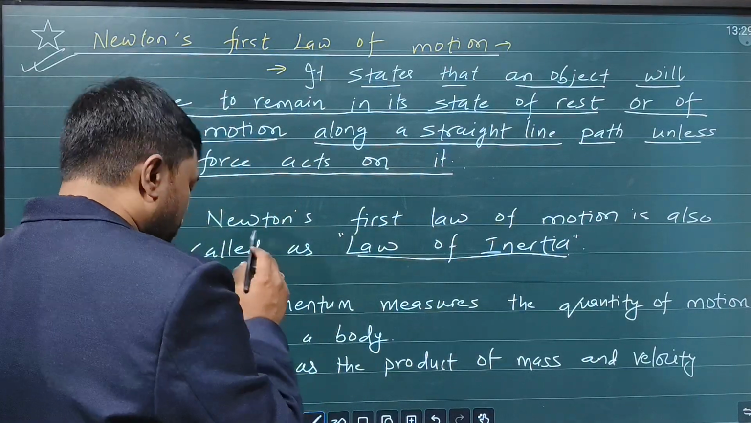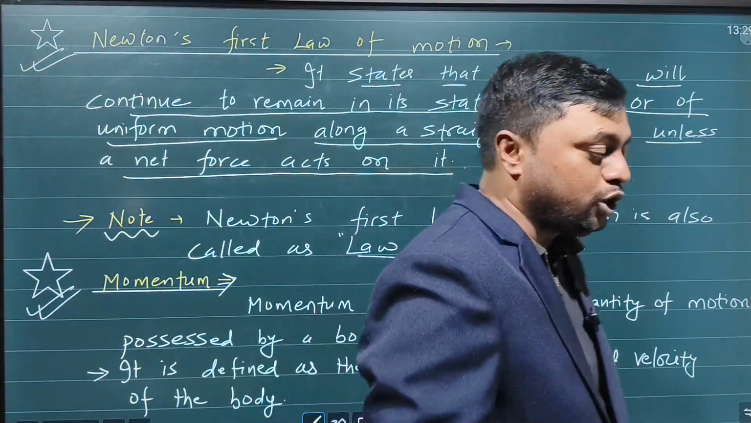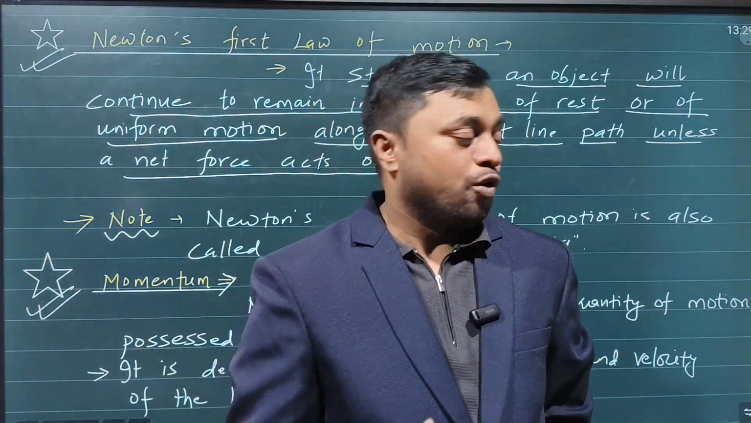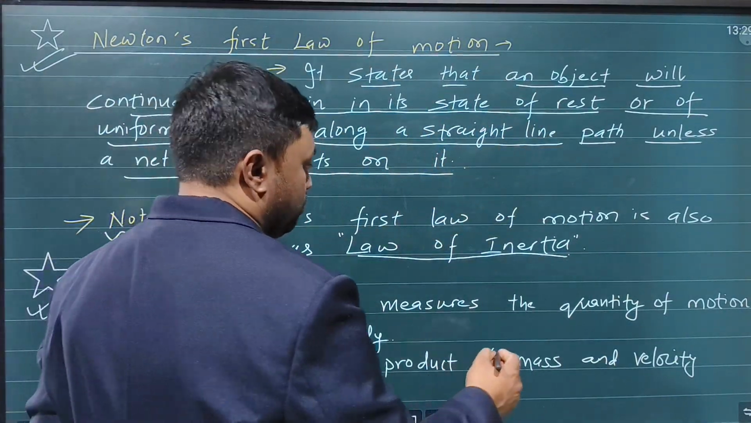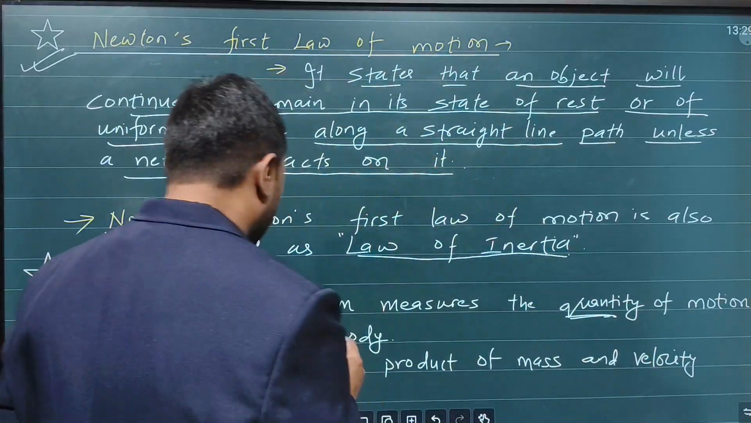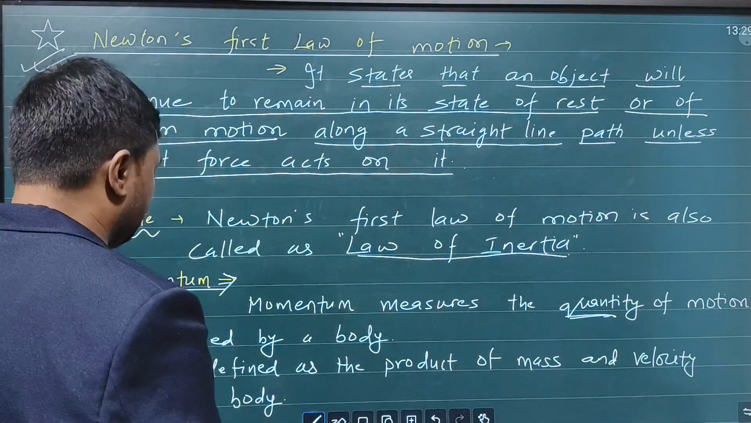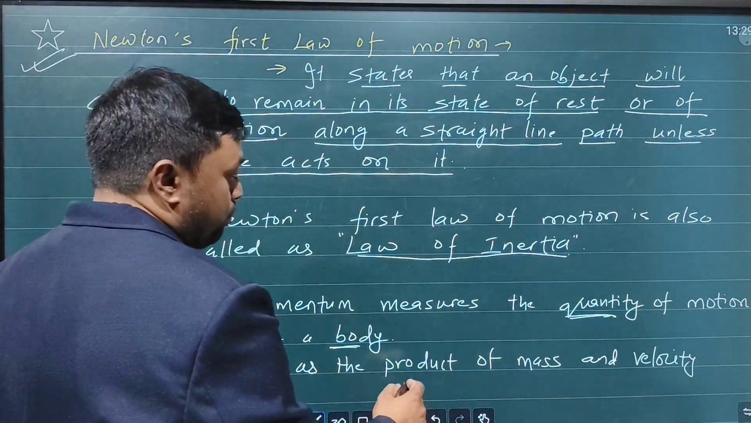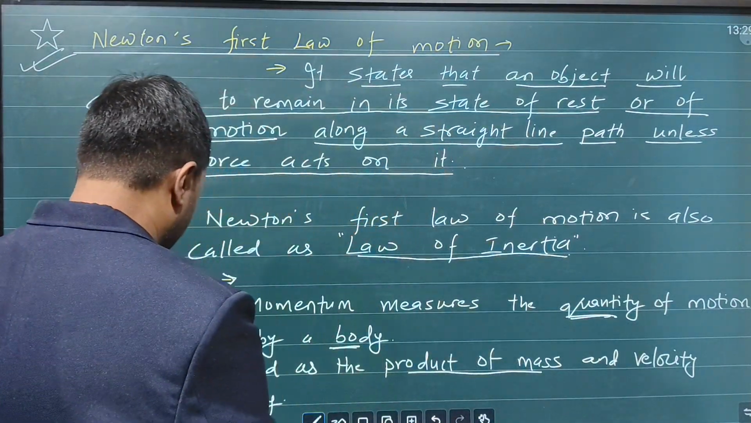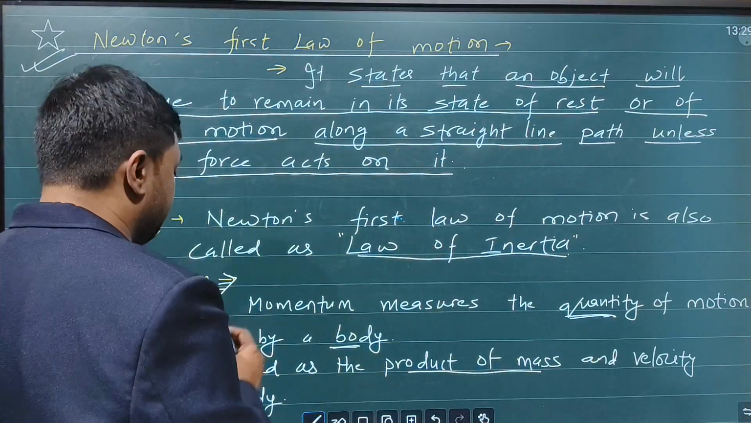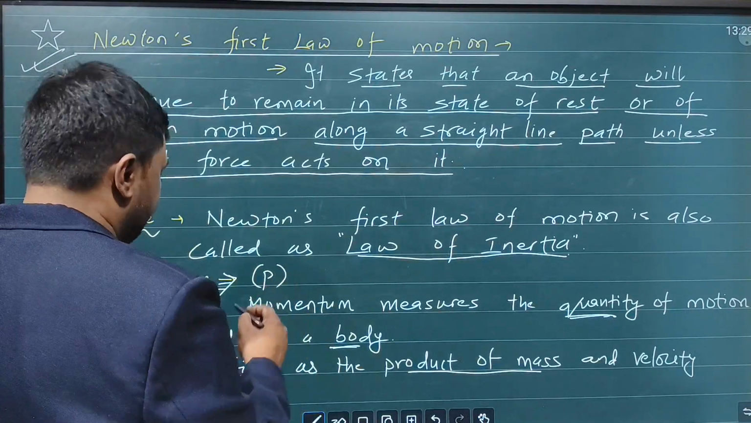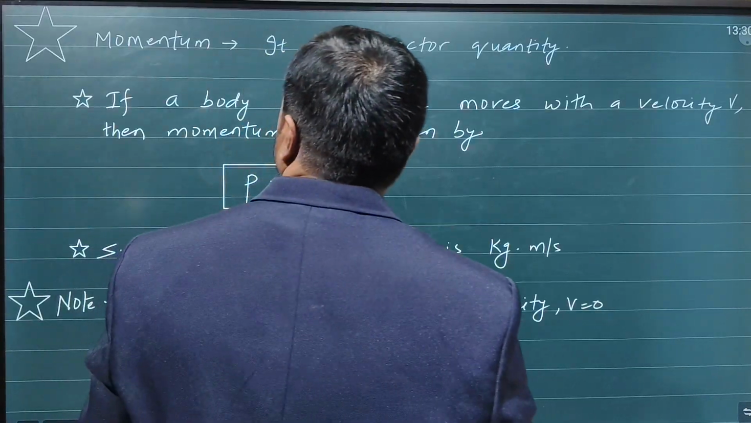Next, before moving to Newton's second law, you should know about momentum. Momentum is the measure of what? Quantity of motion. Momentum measures the quantity of motion possessed by the body. Mathematically it is defined as the product of mass and velocity of the body. It is represented as P. Momentum is generally represented as P.